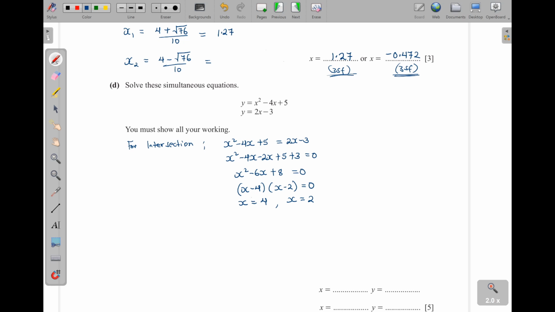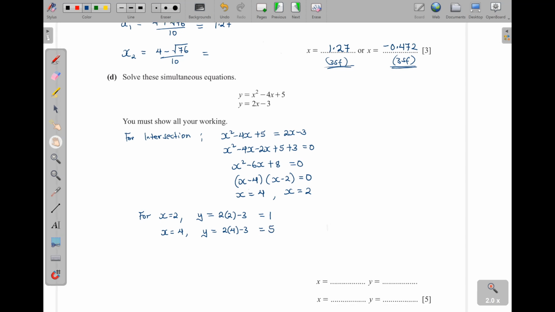Now, you get the values of y. You say for x is equal to 2, what is the value of y? Substitute in any of these equations, but the easier one will be the linear one. So 2 times 2 minus 3. So you will have here 4 minus 3, that is a 1. And then for x, which is equal to 4, what will be the y? Y is going to be equal to 2 times 4, which is 8, minus 3. This one will give us a 5.